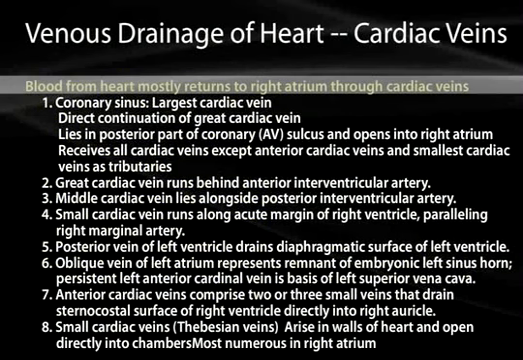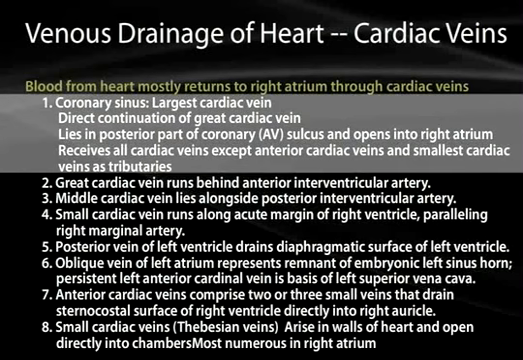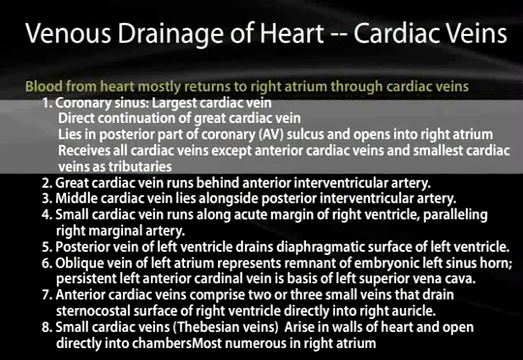Then the venous drainage of the heart is going to be important as well. There's going to be blood from the heart that has to get back into the heart, and it mostly returns to the right atrium through the cardiac veins. The largest of the cardiac veins is going to be the coronary sinus, and we'd mentioned earlier that it runs in the atrioventricular sulcus. That's going to collect the venous flow back from the other major areas of the heart, and each major artery has an accompanying major vein.